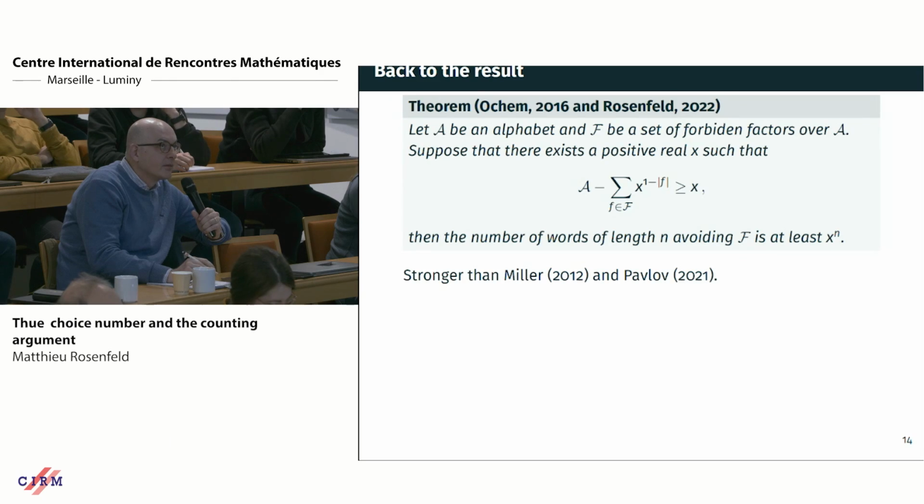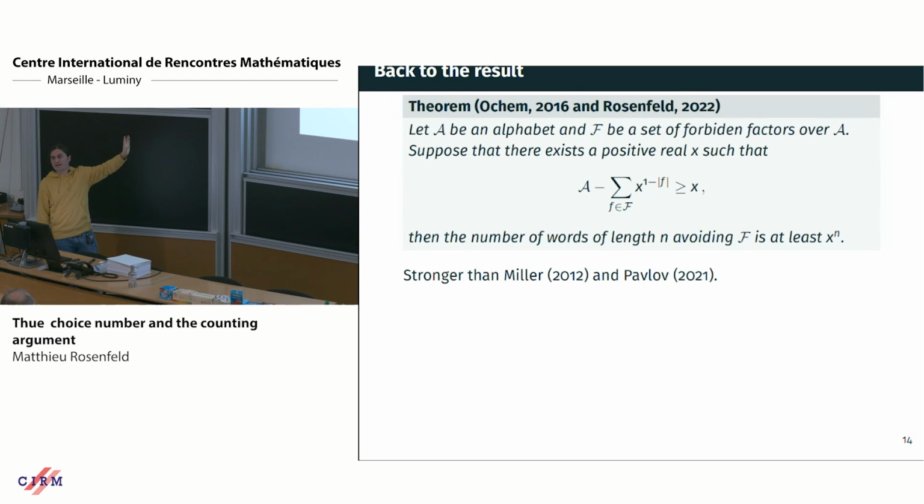Can you apply this technique to directly give a threshold depending on the set of words, or is it completely unrelated? Let me just put the result back. Notice something there. I'm not asking my set of forbidden patterns to be finite. To apply automata theory, you need the set of forbidden patterns to be finite.